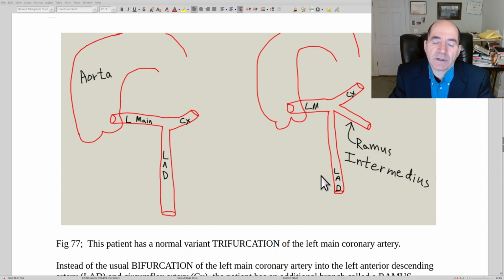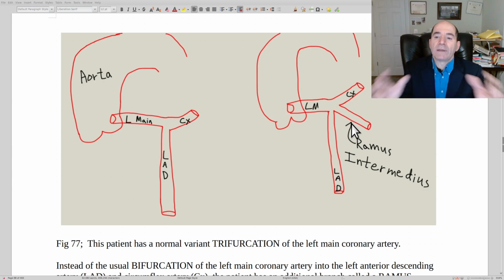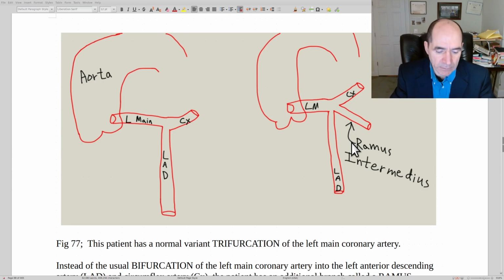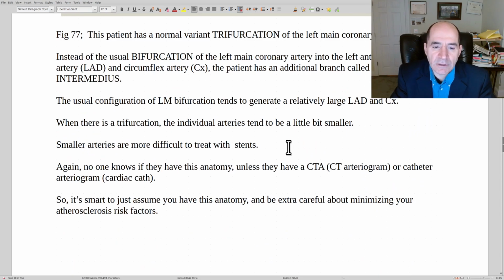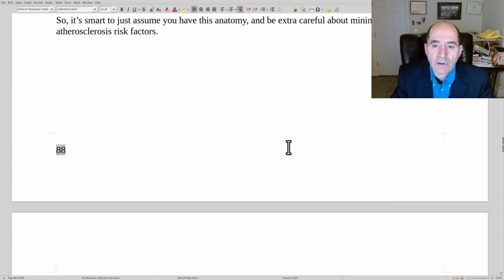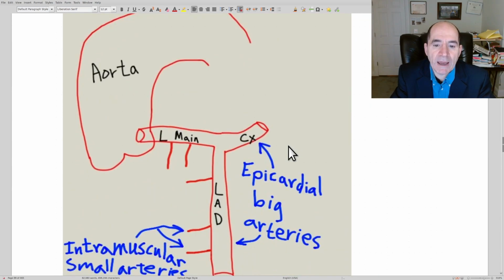And what that means is if you've got two branches, they're going to be relatively large in diameter typically, meaning easier to bypass, easier to stent. On the other hand, if you have a trifurcation, these are going to be smaller. It's going to be a little more technically difficult to effectively stent a smaller artery and get a good long-term patency. So this just works against you a little bit, okay? And again, you don't know if you've got this anatomy. Nobody does unless they've had the cardiac cath or a CT angiogram of the arteries. So again, it's wise to assume you might have this.